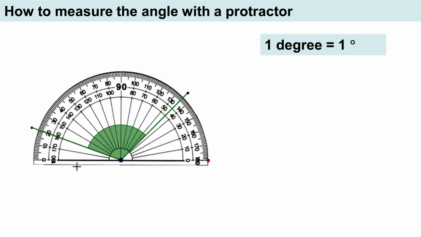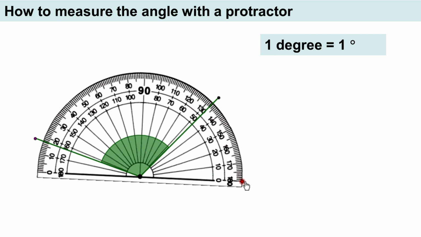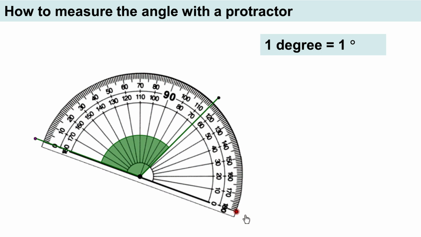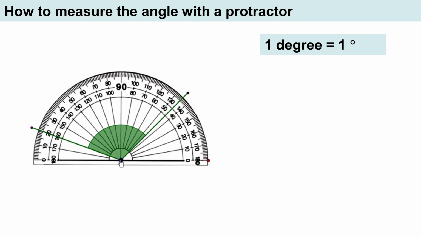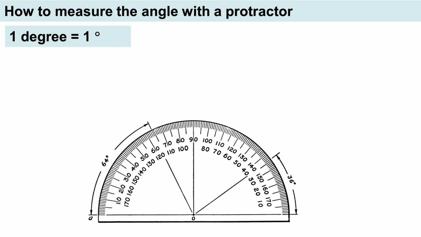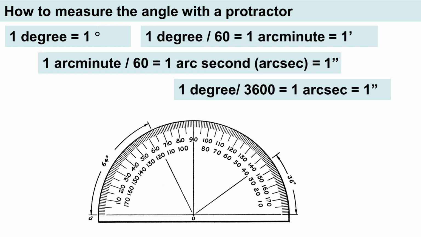For a tip, let's look at how to measure the angle with the protractor. 115 degrees. And you can see how small a 1 degree angle is. So 1 arc minute equals 1 degree divided by 60. 1 arc second equals 1 arc minute divided by 60. Therefore, 1 arc second equals 1 degree divided by 3,600. A very, very small angle.